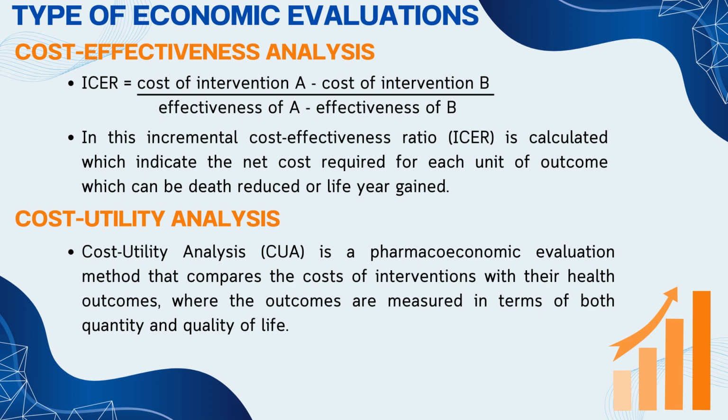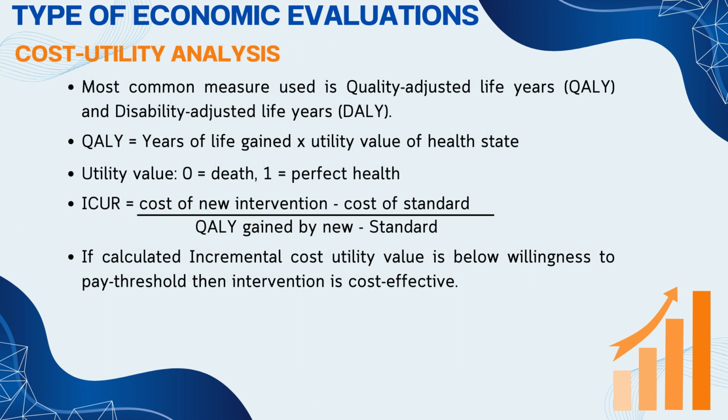The next type is cost utility analysis, or CUA. This is very similar to cost effectiveness analysis, but instead of measuring outcome in simple units, it combines both quality and quantity of life. The most common measures included in cost utility analysis are QALY and DALY. QALY is quality adjusted life years and DALY is disability adjusted life years.